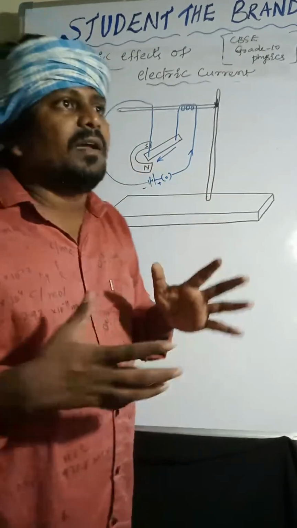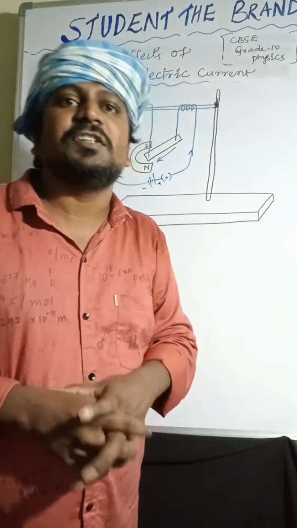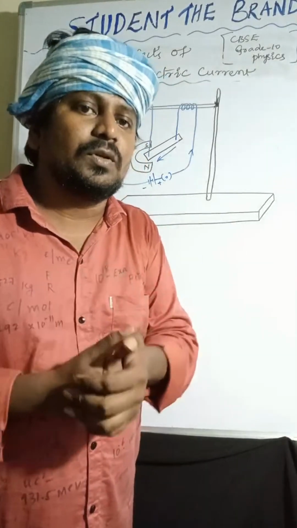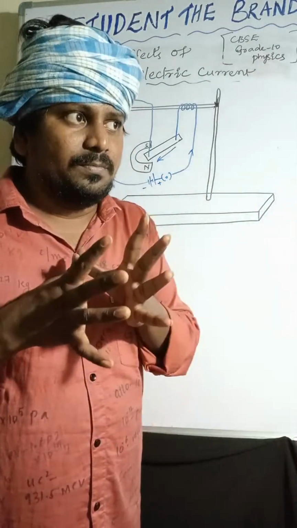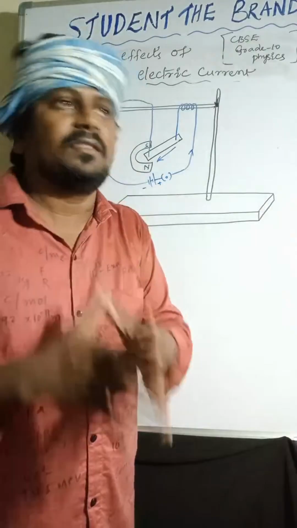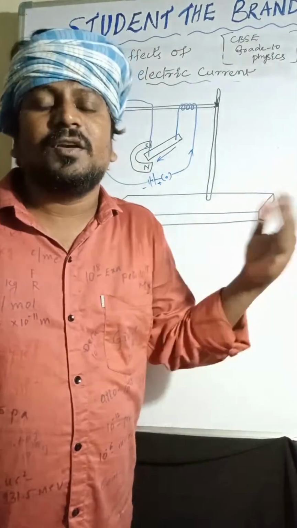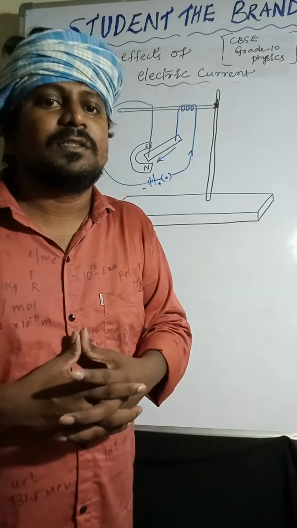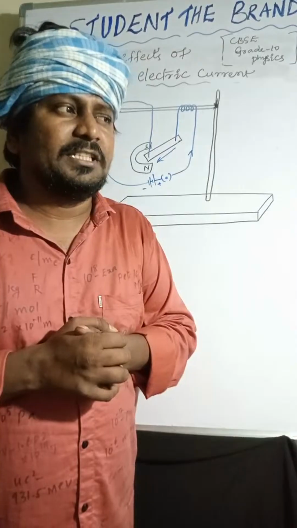Next one, the live wire. The live wire is the positive terminal, with red insulation. Its potential is 220 volts. The neutral wire is at 0 volts, and the earth wire is also at 0 volts. The potential difference between the live wire and the neutral wire is 220 volts.